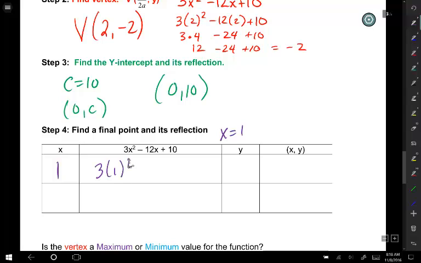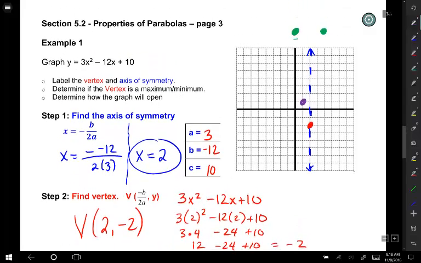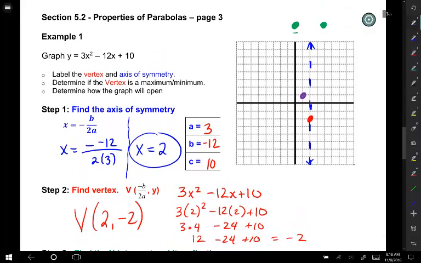So 3 times 1 squared minus 12 times 1 plus 10. Paul, can you work that out for me? Yeah, that would be 3 minus 12 plus 10. Keep going. Simplified, that's 1. That's 1, okay. So we have the point 1 comma 1. So let's graph that. How far is that purple dot from the dotted line? 1 unit. So flip it over and go 1 unit the other way. You now have your 5 points. So you should be able to sketch your parabola.